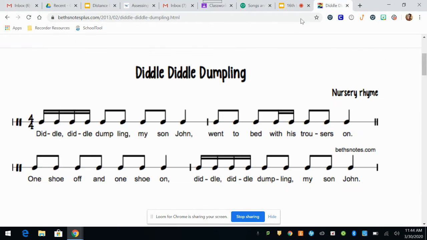Let's take a look at Diddle Dumpling. Notice there are 16th notes in this chant and a rhythm that we've never seen before. We'll get to that in a little bit. So let's look at the rhythm above. Diddle, diddle, dumpling, my son John.